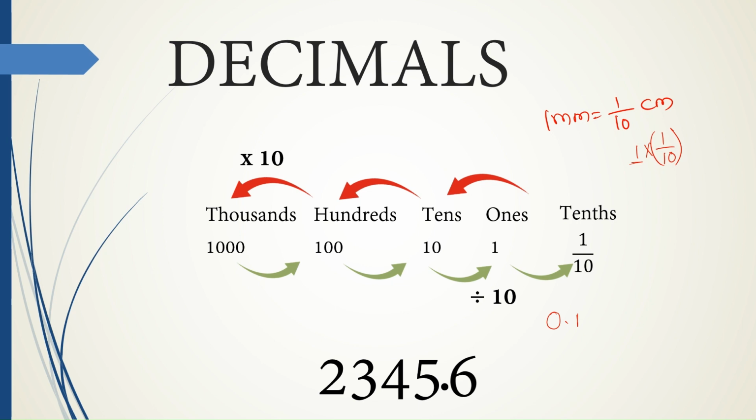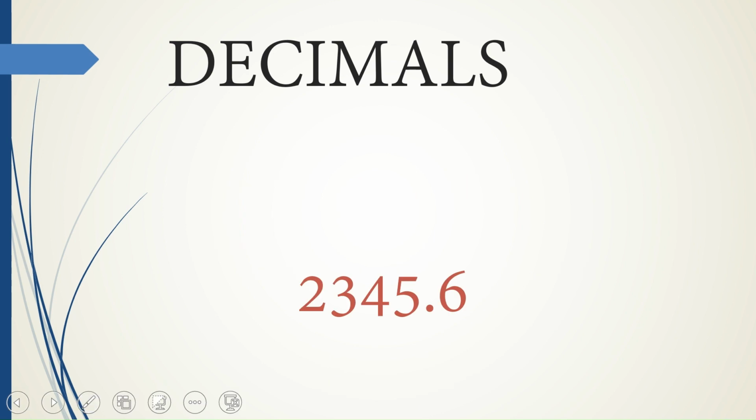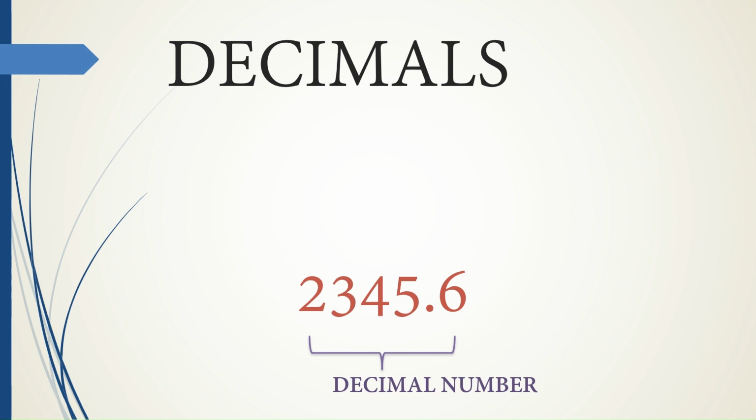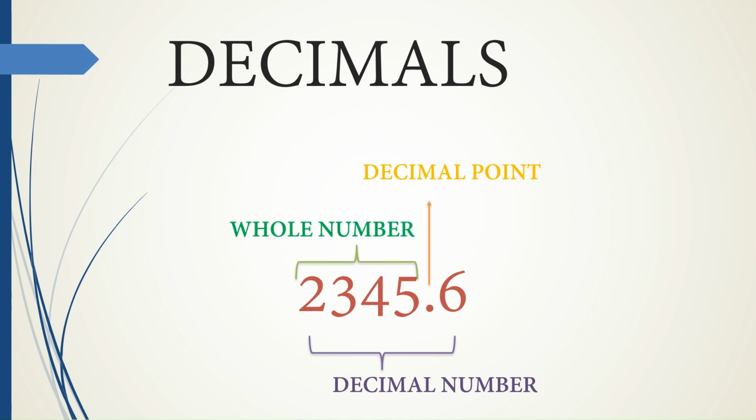Now we'll try to understand what this representation is. This whole representation is called a decimal number, and the dot here is called a decimal point. Towards the left is the whole number part, and towards the right is the decimal part of the number. Whenever the whole number part is missing, say we want to write .3, this has to be written as 0.3. The whole number part should also be mentioned.